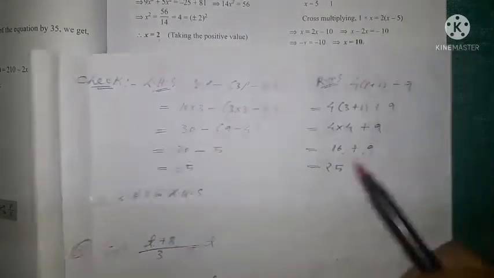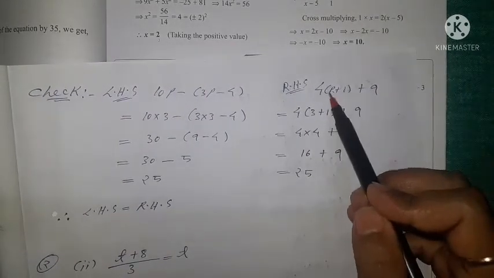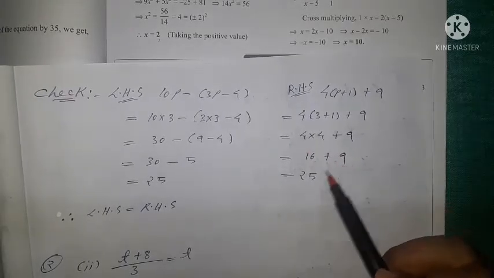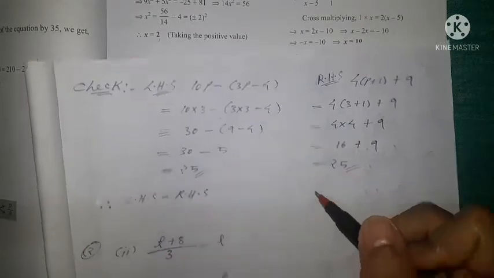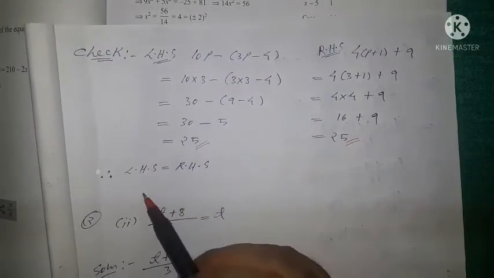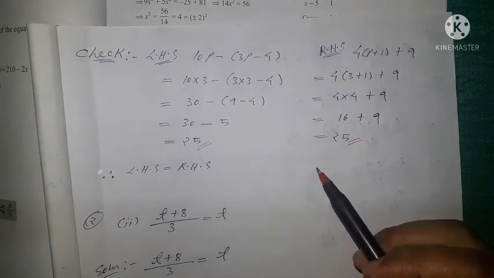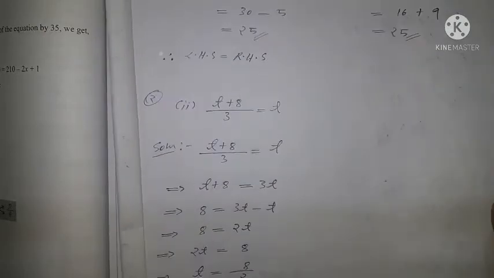Similarly, let us take the right hand side, that is 4 into p plus 1 plus 9. If we put the value of p as 3, it is 4 into 4 plus 9, that is 16 plus 9, 25. As we can see, both LHS and RHS we got 25. So we can write that LHS is equal to RHS. Hence we checked that 3 is the solution of the given equation.